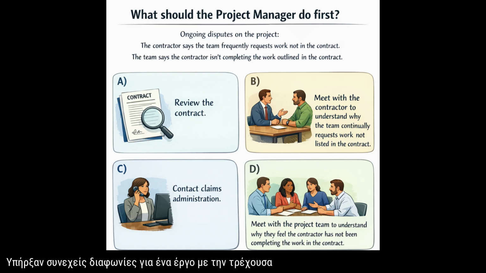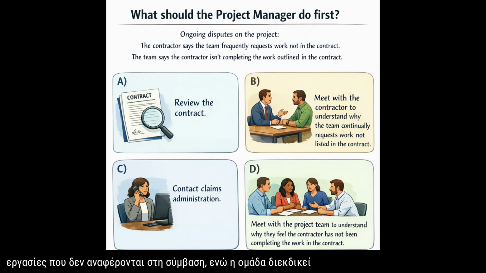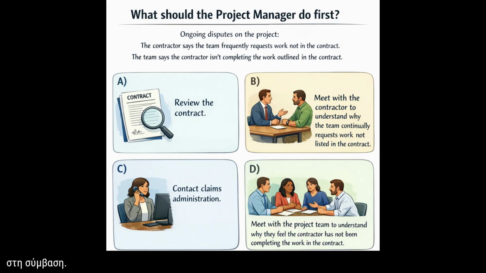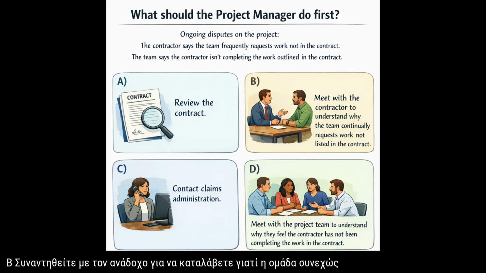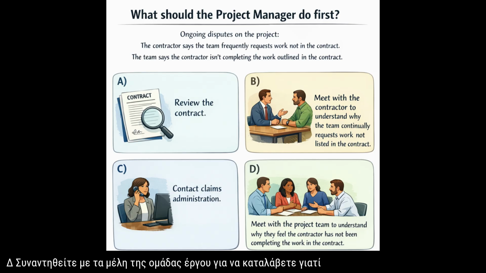There have been ongoing disputes on a project with the current contractor. The contractor claims that the project team frequently requests work that is not listed in the contract, while the team claims that the contractor has not been completing the work outlined in the contract. What should the project manager do first? A, review the contract. B, meet with the contractor to understand why the team continually requests work not listed in the contract. C, contact claims administration. D, meet with the project team members to understand why they feel the contractor didn't finish the work.